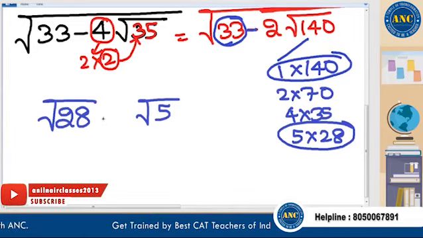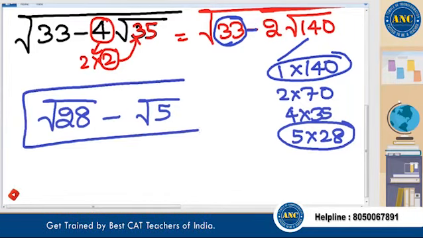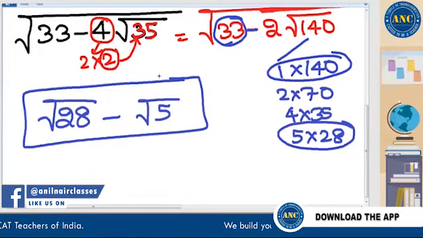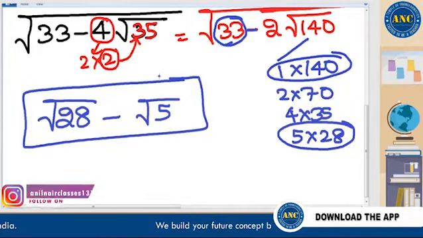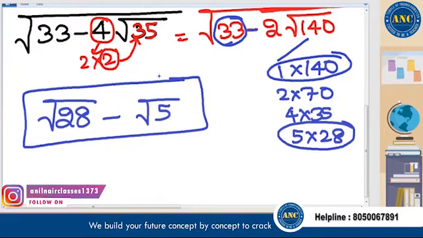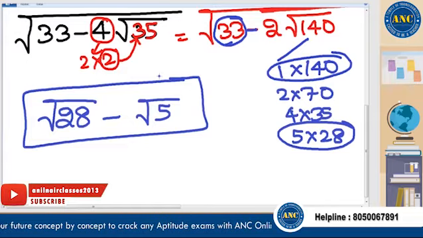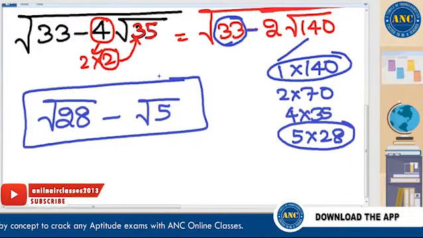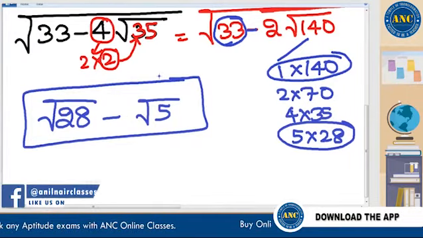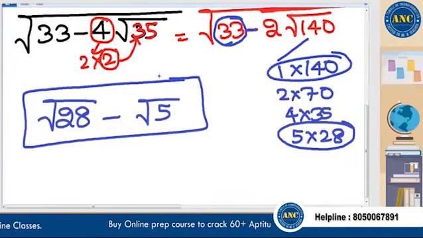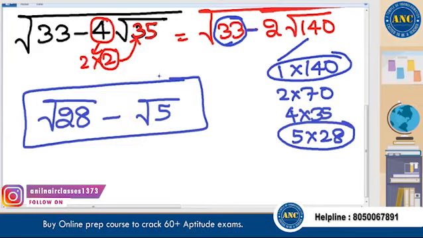Because it is minus, put down minus. This should be the answer. Straightforward answers you can get, sir. But the only thing is it requires a lot of practice. Idea clear, sir? Answer is root 28 minus root 5.